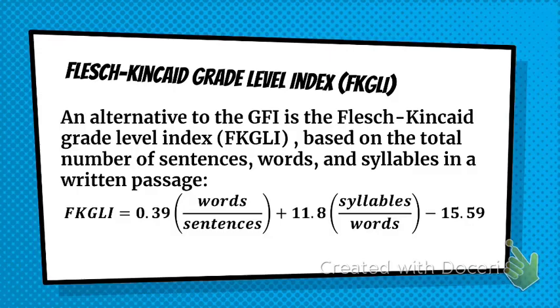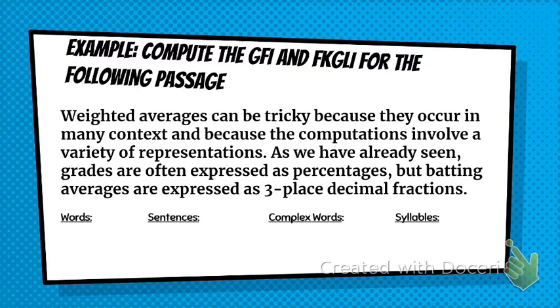So the Flesch-Kincaid Grade Level Index is an alternative to the GFI, and it's based on the total number of sentences, words, and syllables written in a passage, and the formula looks like this. So we're going to compute these.